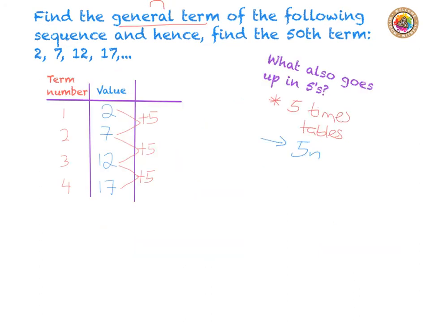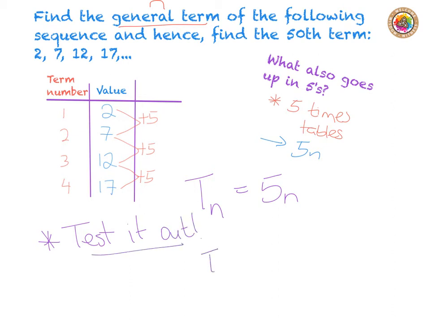So from that, I'm going to see if that can give me a general formula. Now that I've established 5n from my 5 times tables, which also goes up in 5s, our common difference, our constant change, I need to test it out because it's going to need some adjusting to fit. So the first thing we might say is, for our general rule, Tn is equal to 5n. Now I want to test that out.